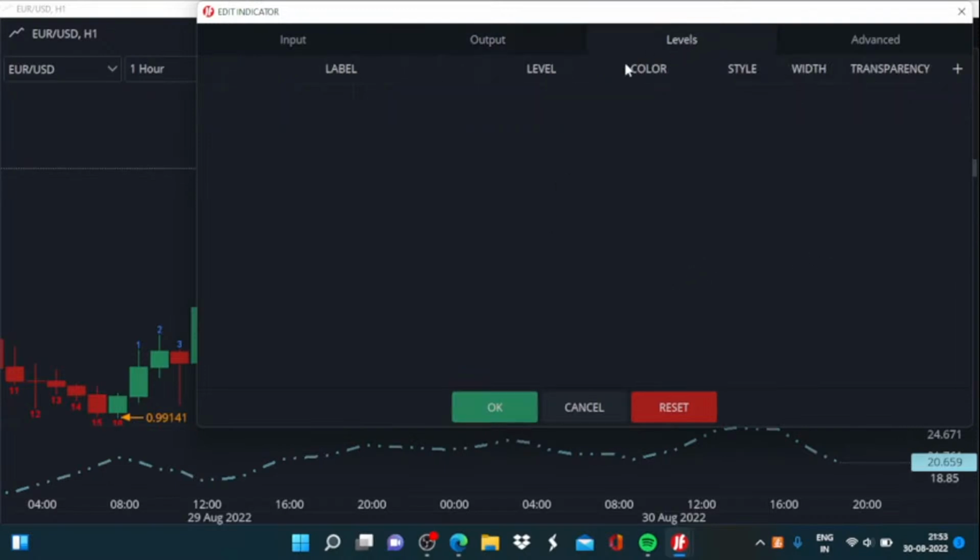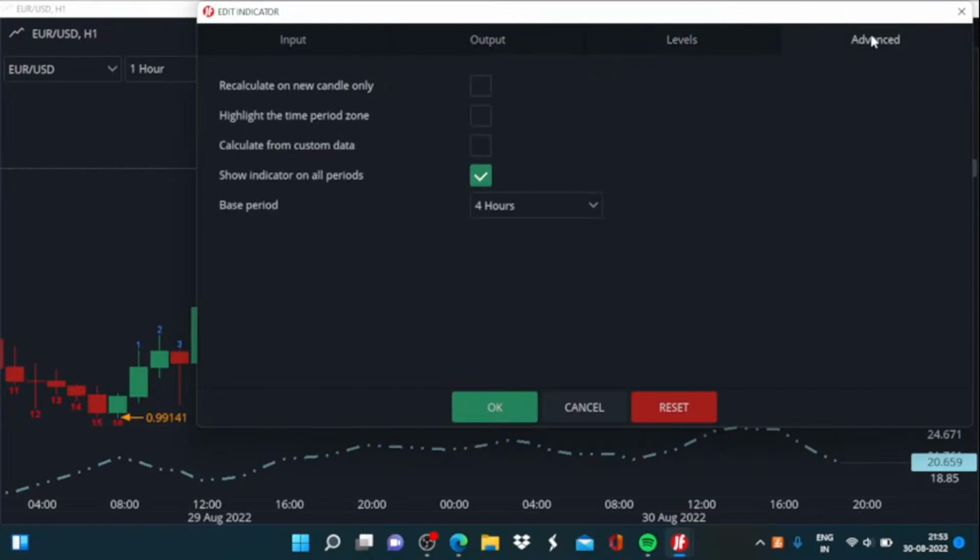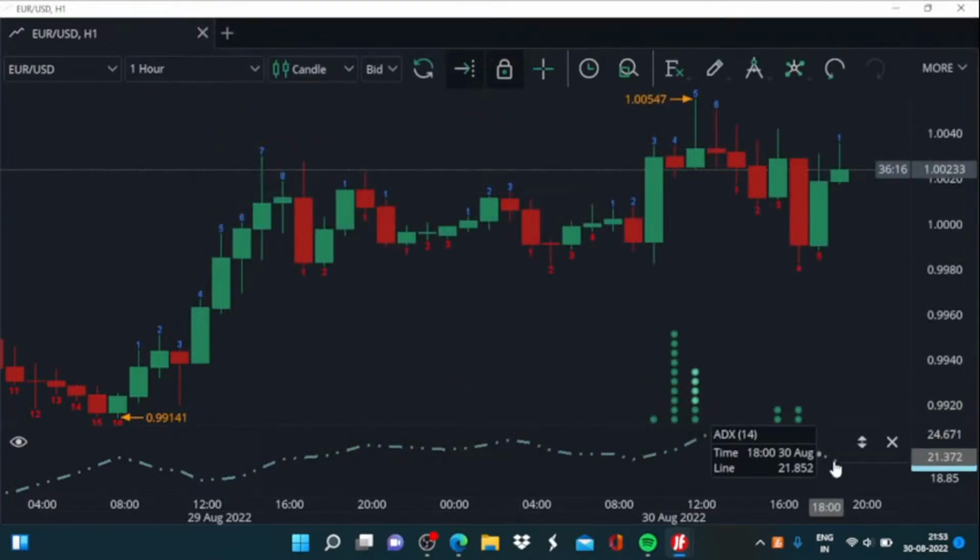Then comes level. We don't really have any option provided to us. Coming to the advanced customization option, you can opt for this recalculate on new candle only. If you opt for this, then the output value will remain constant throughout the given candle period. Now for this hour, the output of this ADX will remain constant, and it will change only in the next new candle formation. If you want the calculation period to be highlighted, here the 14 candlesticks data will be highlighted.